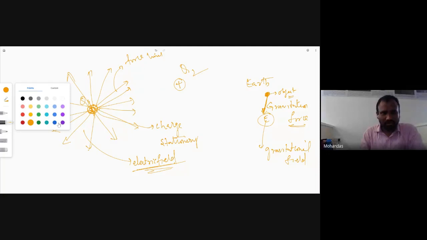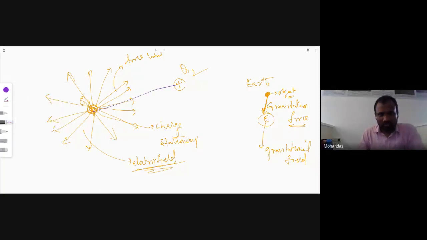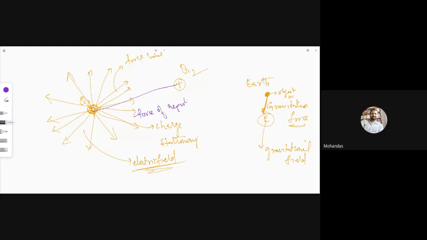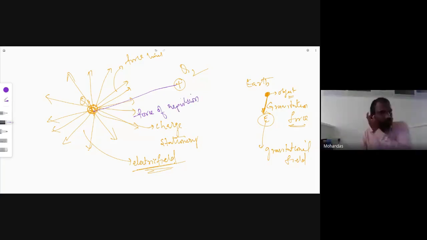What is the type of force between them? Between Q1 and Q2, there is a force of repulsion. What do you mean by force of repulsion here? The charge Q1, plus Q, and this is also plus Q2, is trying to move Q2 in this direction due to this electric force.